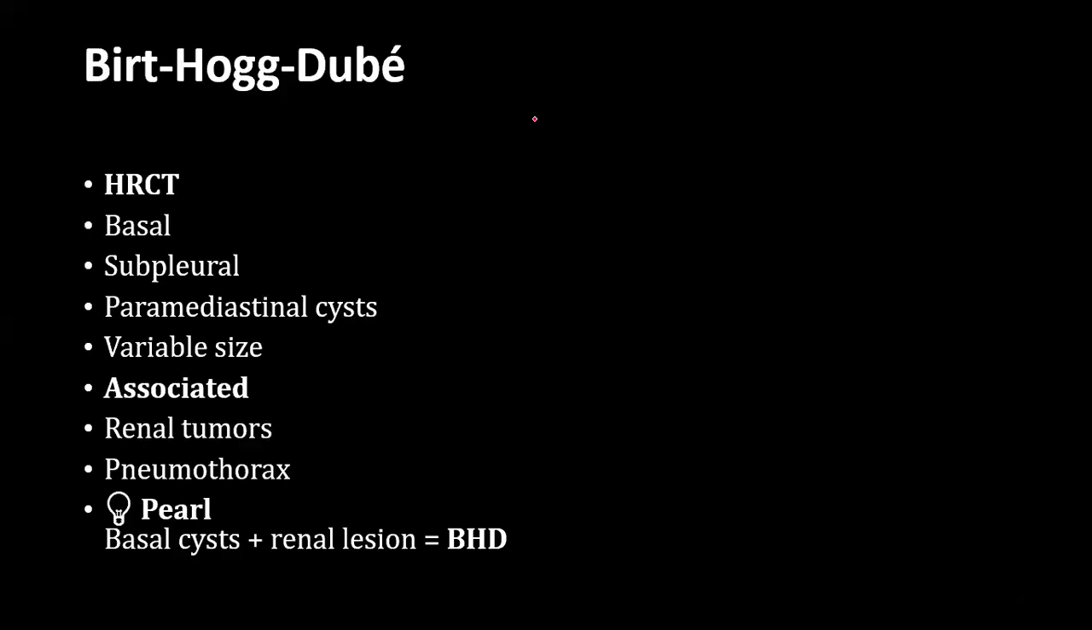Next is Birt-Hogg-Dube syndrome, right? In Birt-Hogg-Dube syndrome, you will see basal cysts in the subpleural location, sometimes paramediastinal cysts, usually variable in size, associated with renal tumors and pneumothorax, right? And if basal cysts are seen with some lesion in the kidneys, then the differential could be Birt-Hogg-Dube syndrome.